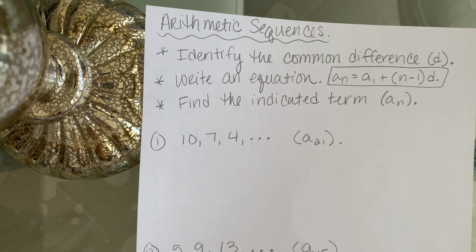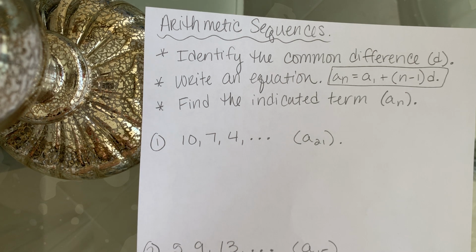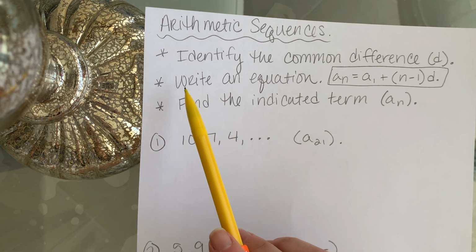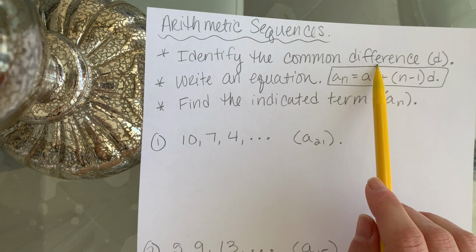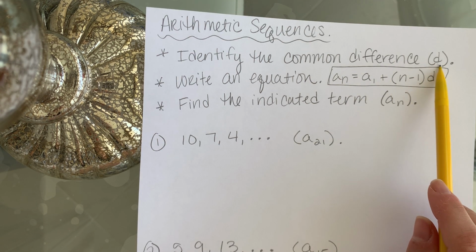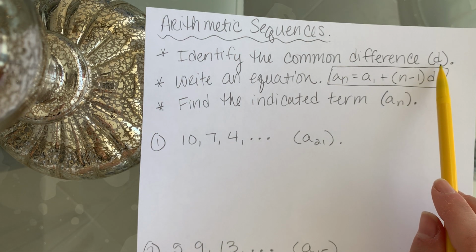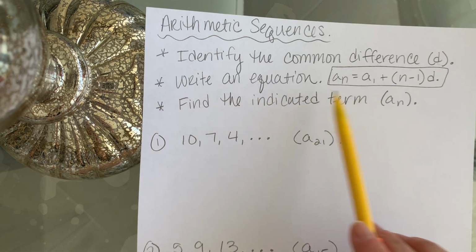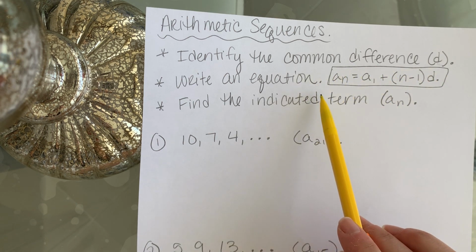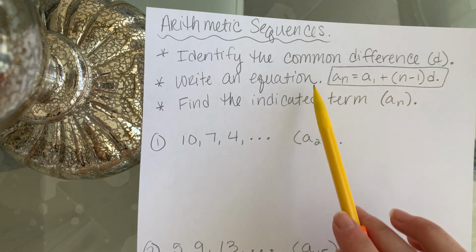Hi guys, so I'm going to show you how to do a couple of things with arithmetic sequences, and this is going to help you on your assignment that you have this week. So there's three things that you're going to do with the arithmetic sequence. The first thing is you're going to identify the common difference, which is your d value. Once you find your d, then you're going to write your equation using the arithmetic sequence equation that's given here.